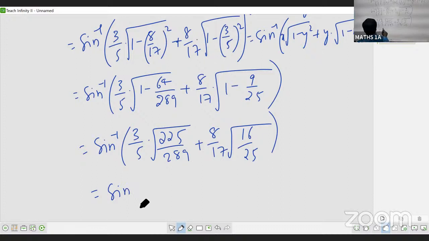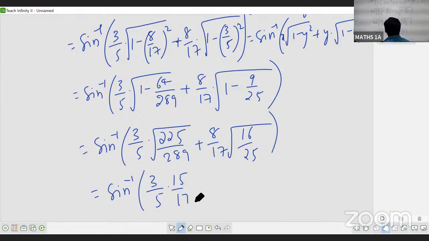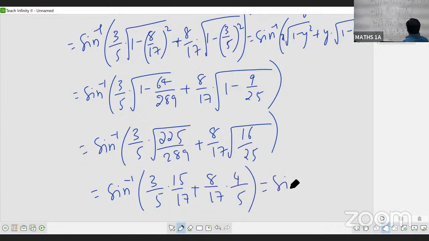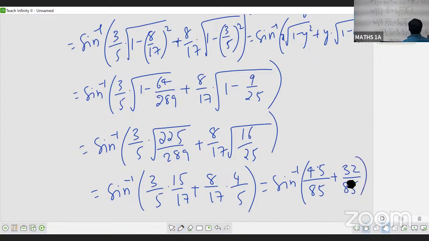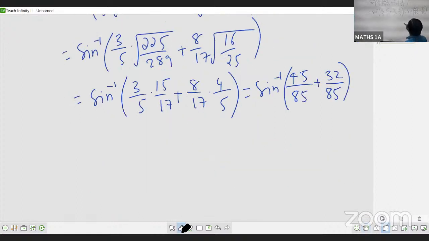That is sine inverse 3 by 5 into 15 by 17, that is nothing but sine inverse, 3 fives are 15... 45 by 17 fives are 85, plus 32 by 85, right? That is nothing but sine inverse of total 77 by 85.